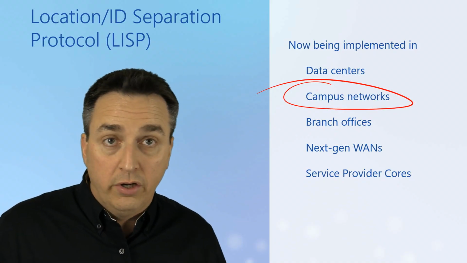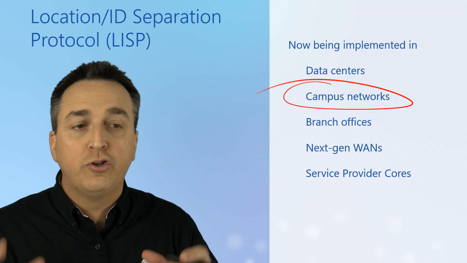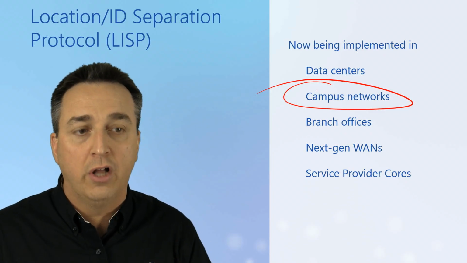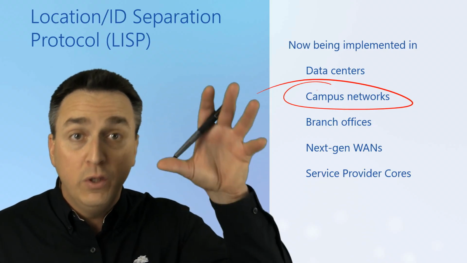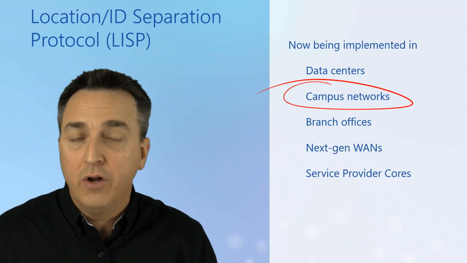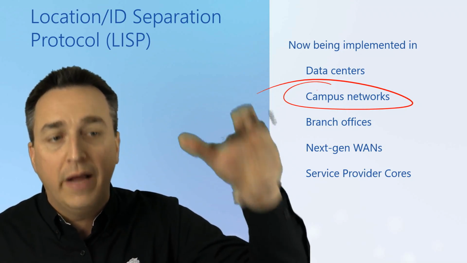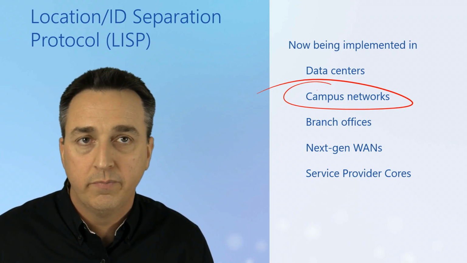So as I mentioned a little earlier, LISP is what? Location and ID separation. So think about your traditional architecture, whether it's on the internet or in your campus environment. If you are here, this is your location, this is your ID. And no matter what, that ID is only available in that location.